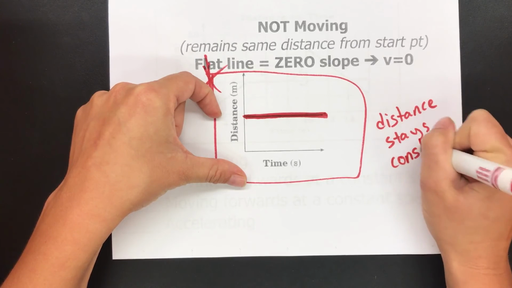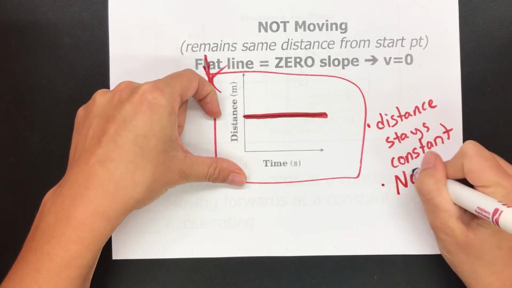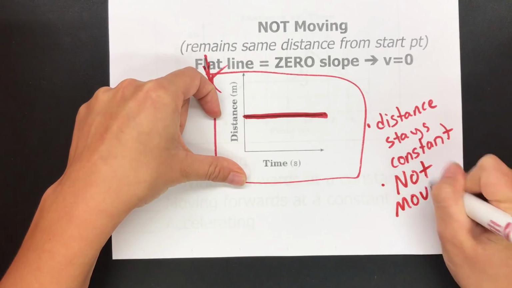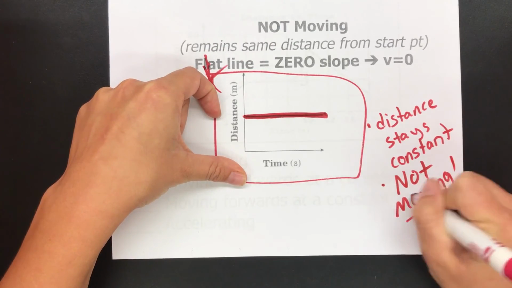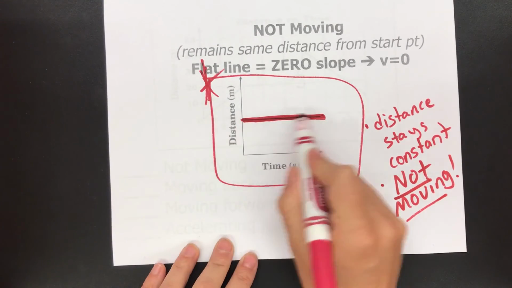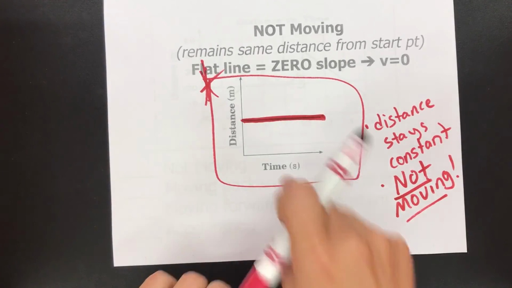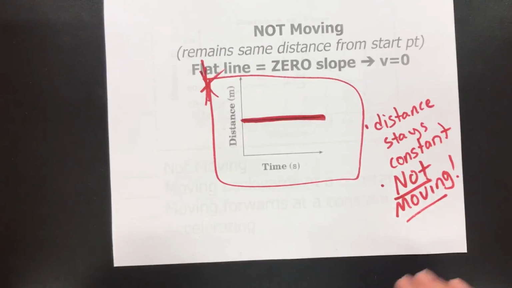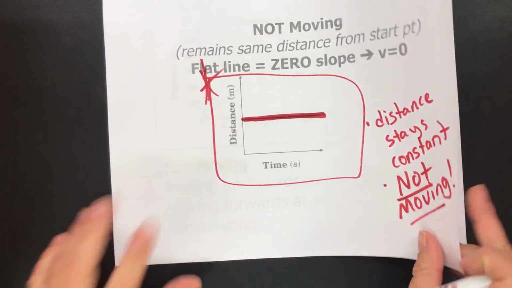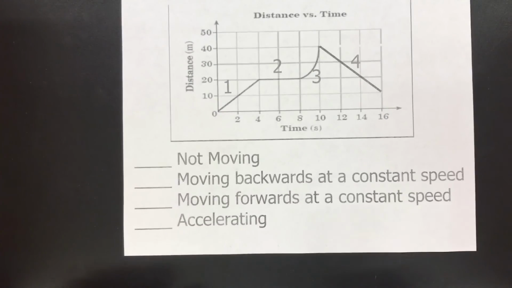So if your distance is staying constant, what does that mean? Not moving. The object is not moving at all. That's why it's a flatline. Think about a heart rate machine. Once that flatline happens, you're done. Same thing here. The object is not moving at all. It is at rest. So what I would suggest is to pause the video and see if you can see what's happening with the different ones.